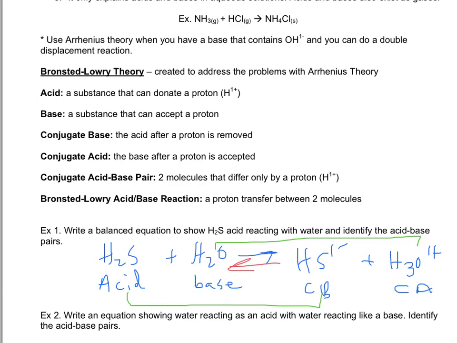Finally, Bronsted and Lowry described acid-base reactions as a proton transfer between 2 molecules. And we see that in example 1, where an H+ is taken off the H2S and given to the water. In contrast, remember that Arrhenius theory described acid and base reactions as acid plus base produces salt and water.